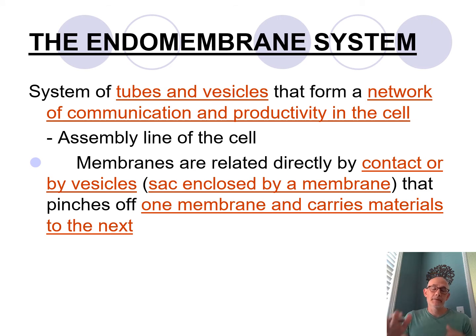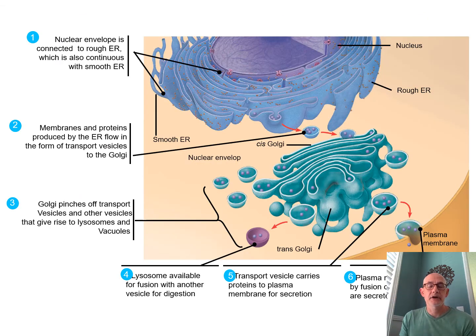Some of these membranes are in direct contact with each other, and some of them communicate by sending little shipping packages known as vesicles from one to the other, and so they can exchange things. So the one membrane kind of finishes its job and pinches off and forms this little sac, which is called a vesicle, that migrates to the next section of the factory, and it merges, and then that stuff inside of there gets changed in a complicated process.